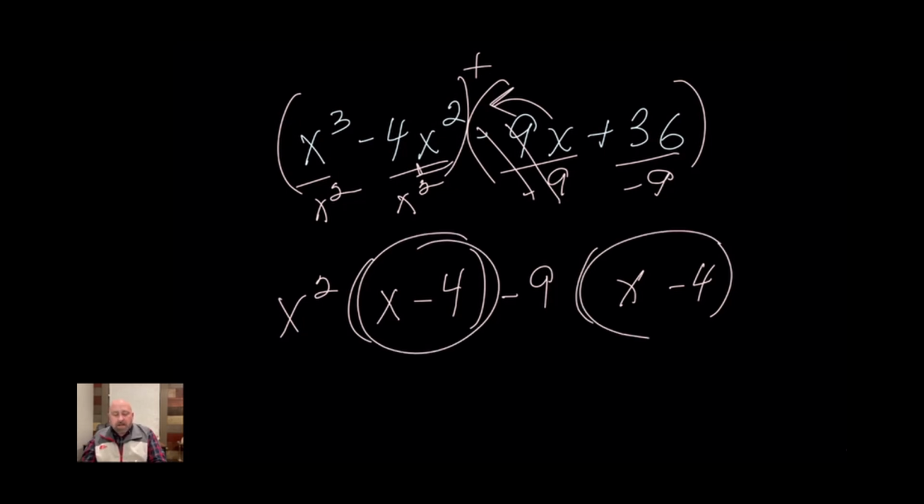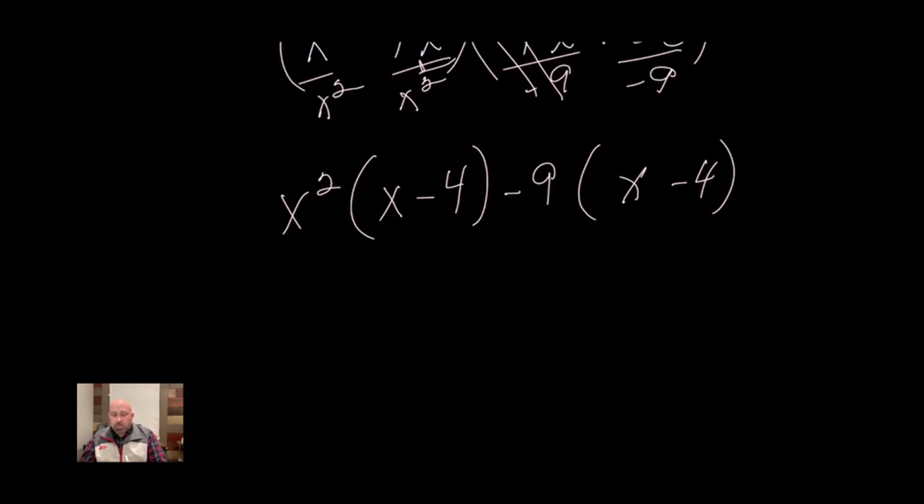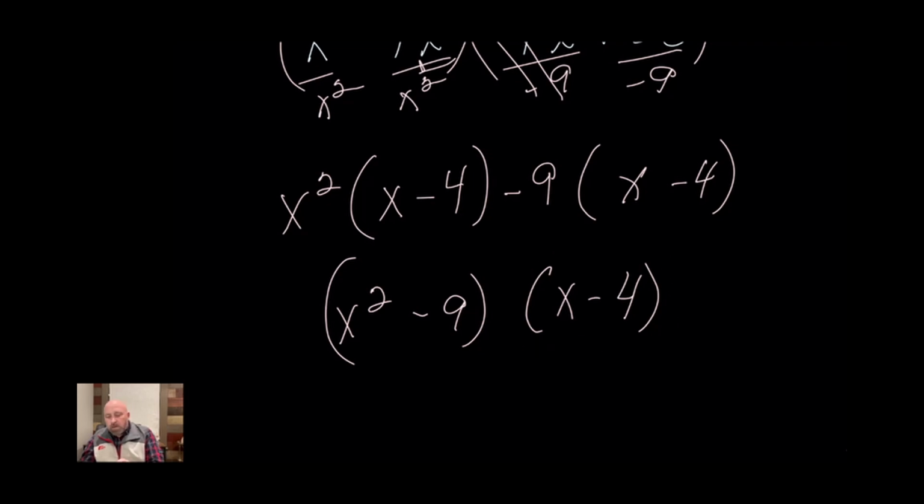Notice that we have two -4s, so when we do factoring by grouping, we get an x squared minus 9, and we get an x minus 4. And you might say, I thought we had two x minus 4s. We're actually pulling that outside of that. And that might help. Let me write that backwards, okay?